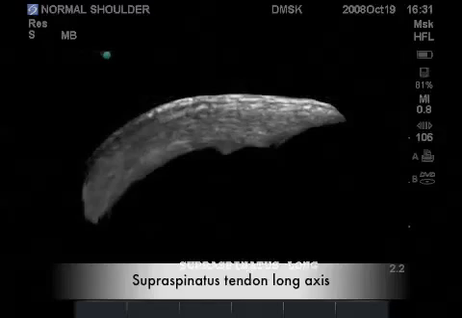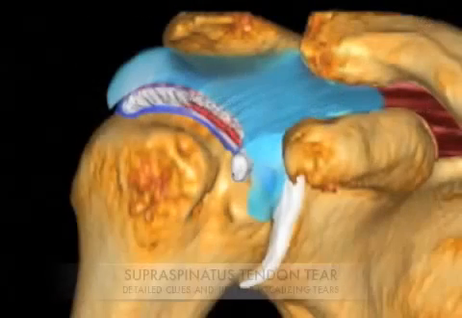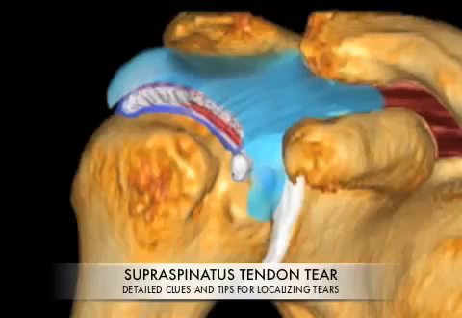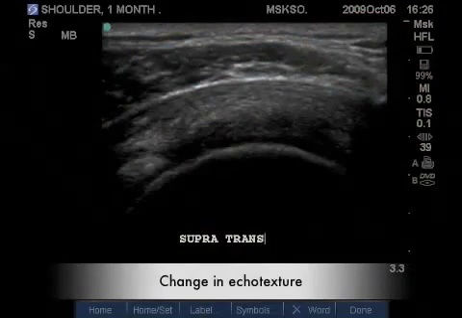Here is the true supraspinatus tendon at its lateral to anterior margin of the greater tuberosity. Here is a modified illustration from before showing in red representing edema within the deeper layers or articular surface of the supraspinatus tendon. We also see these changes in the tendon's echotexture. They become relatively hypoechoic compared to our normal images.